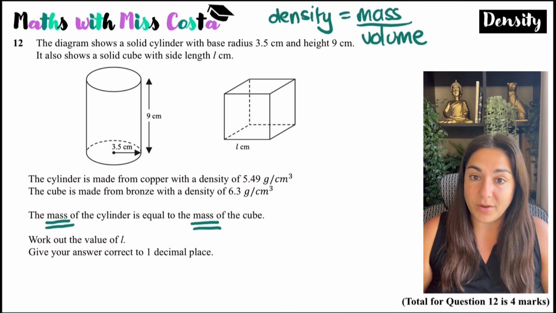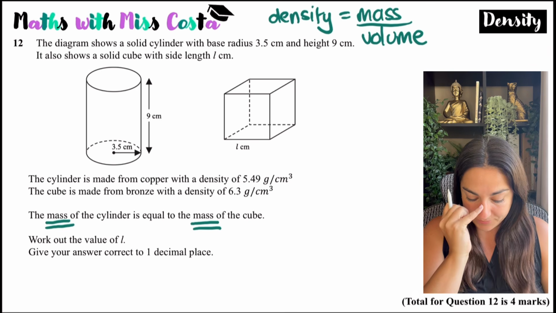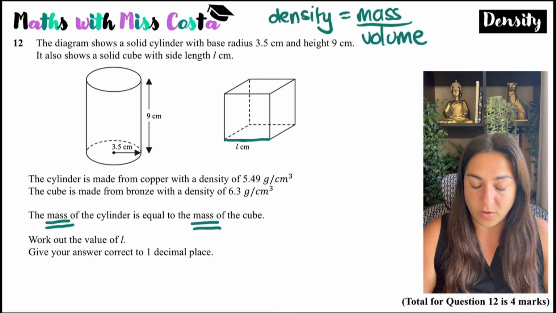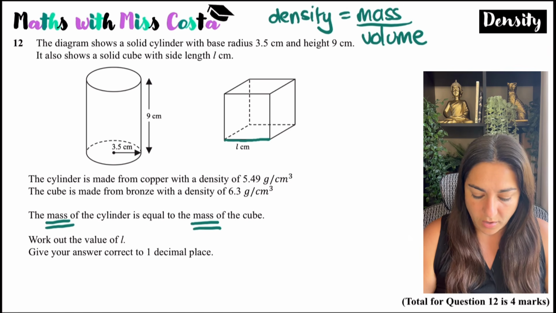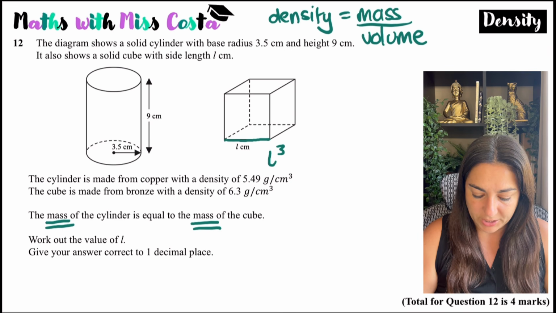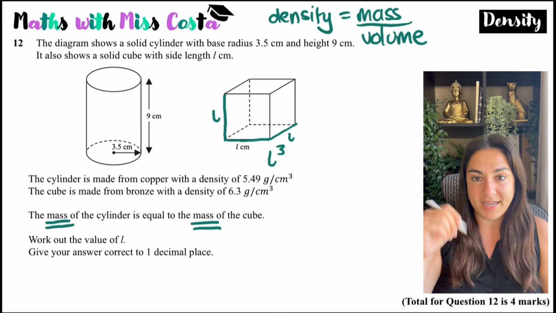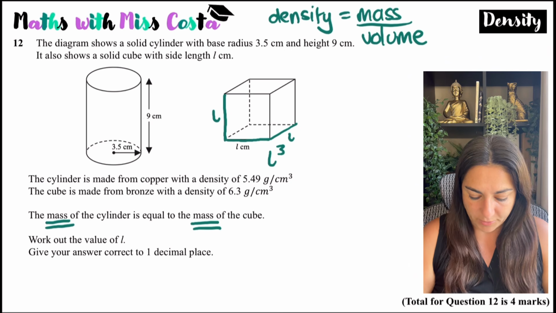So I know I'm going to have to try and substitute values into this formula to work out what I can. Now I need to work out the value of L, which is the length of one of the sides of a cube. If I'm dealing with volume, I know that the volume of this cube is going to be L cubed, because a cube has equal sides, so this would be L as well, and this would be L as well. And to work out the volume of a cube, you do base times height times the depth. So I know that the volume of the cube is going to be L cubed.